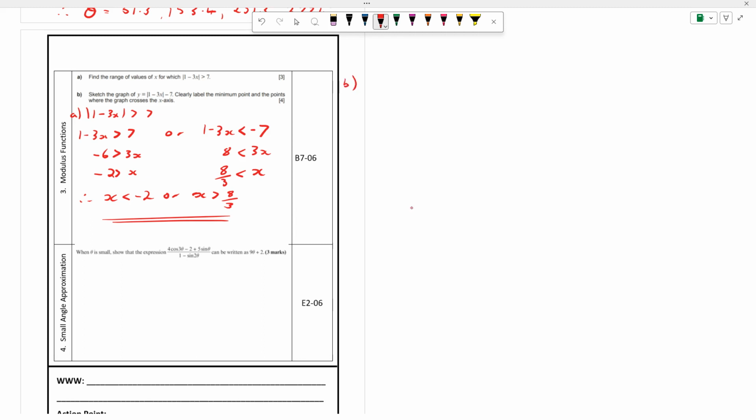Right, now for part B, I'm going to draw a sketch. If you notice, I've got to do y equals the modulus of 1 minus 3x, minus 7. So I'm going to use the key points from before, but clearly label the minimum point and where it crosses the x-axis. Where it's going to cross the x-axis are the two values I found in part A. That's where it's going to cross my x-axis.